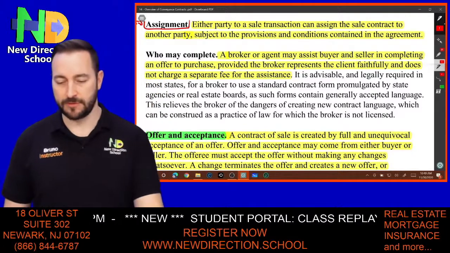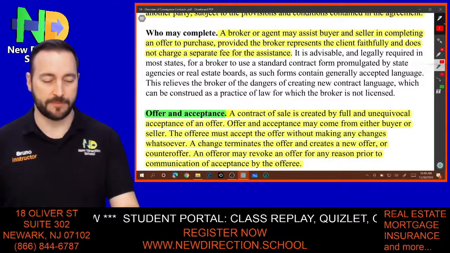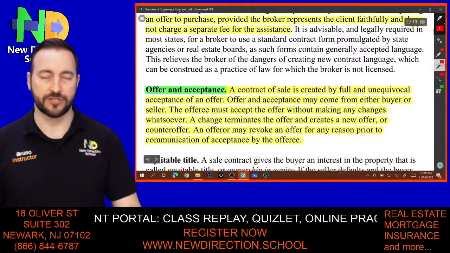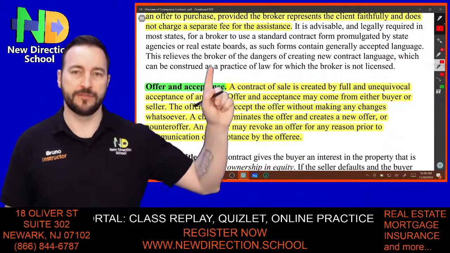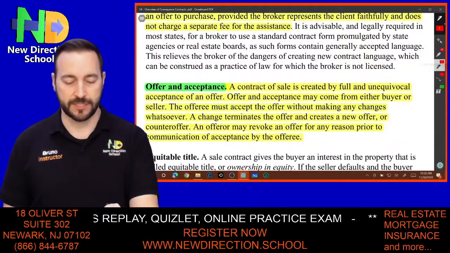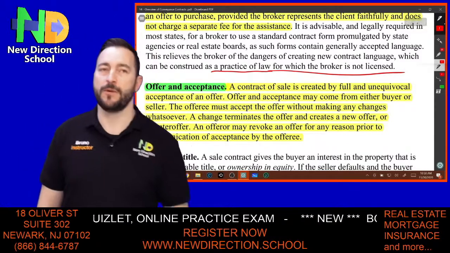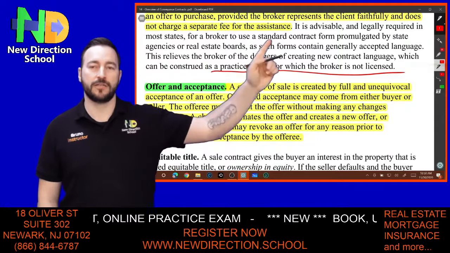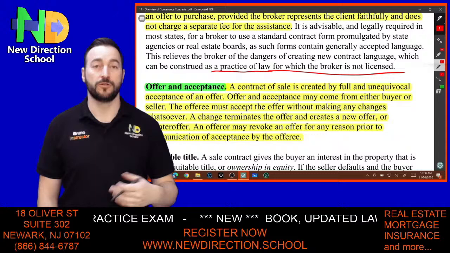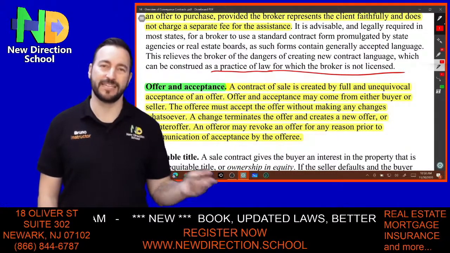It is advisable and legally required in most states for a broker to use standard contract forms promulgated by the state agencies or real estate boards, as such forms contain generally accepted language. This relieves the broker of the dangers of creating new contract language, which can be construed as practice of law, for which a broker is not licensed. So the reason why we can fill in the blanks on standard contract forms created by your state, okay? The only reason why we can do this is because we're not practicing law. We're literally just filling in the blanks.